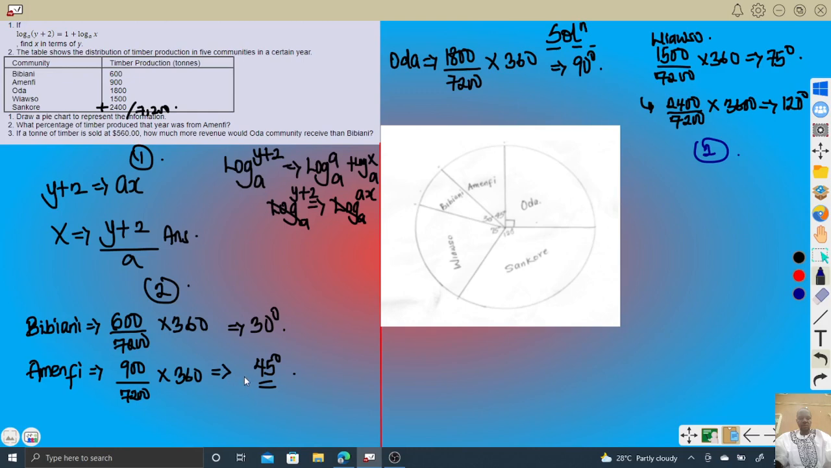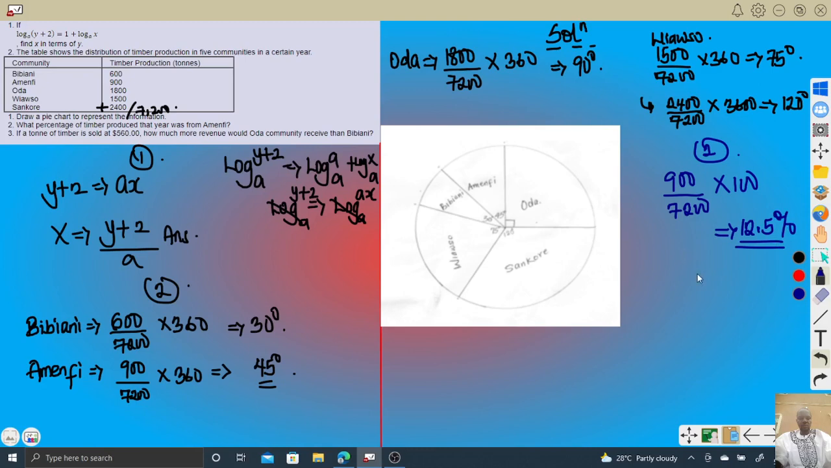So what we're going to do is just to go with Amenfi. It's 45 degrees, but the total amount is 900. So 900 out of 72, we're multiplying by 100 because we're looking for percentage. So the double zero gets cancelled. 9 here 1, 9 here 8. So 100 over 8 should be 12.5%. So that's the answer to that.